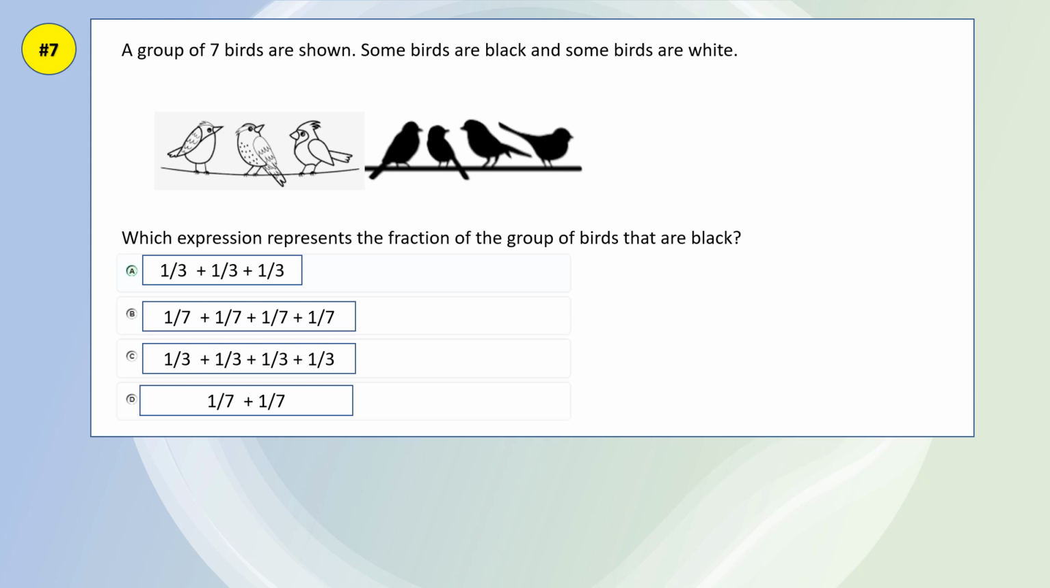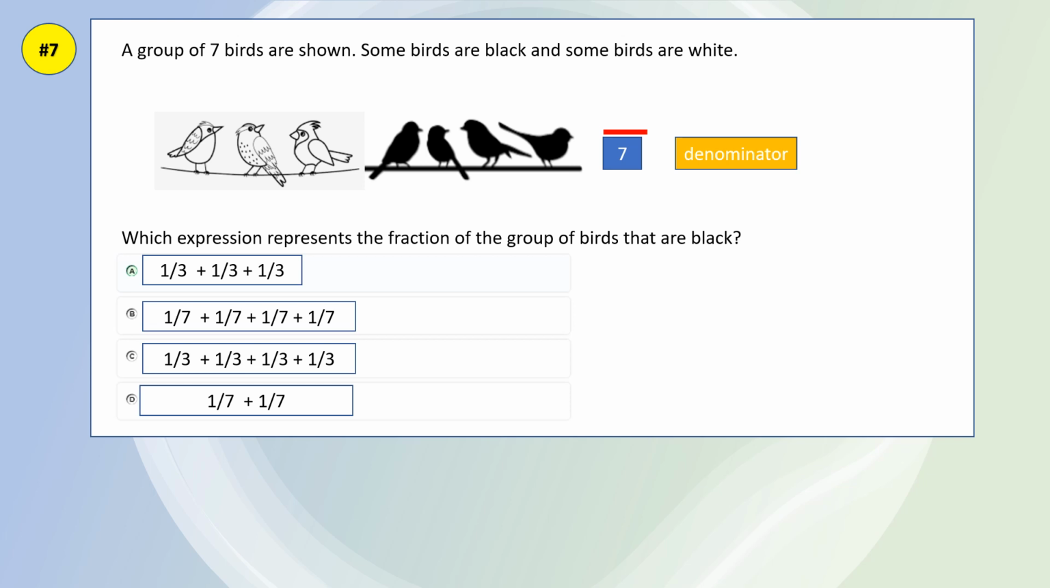Now remember, with fractions, the total number of objects or the total number of pieces is going to be your denominator or your bottom number. So since I have 7 birds, my denominator is going to be 7. And you're going to write that on your paper also. Because again, taking notes and writing helps to build your memory.